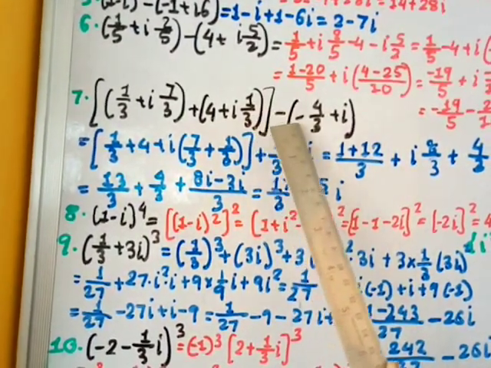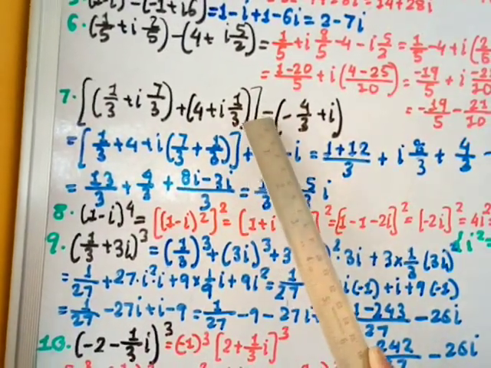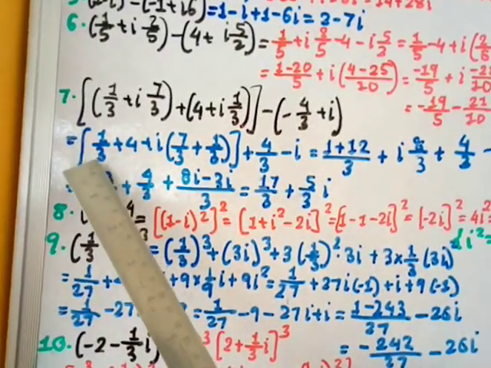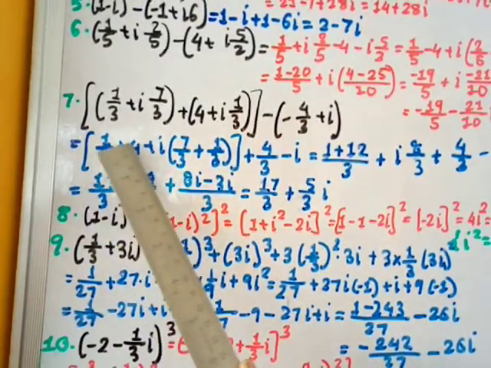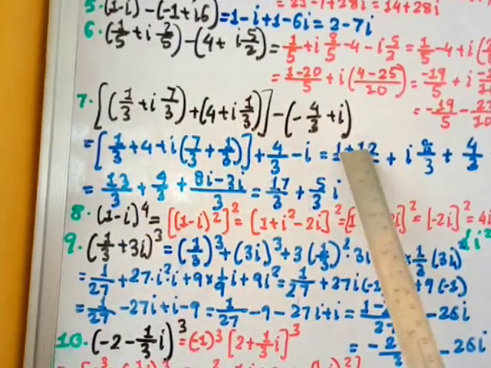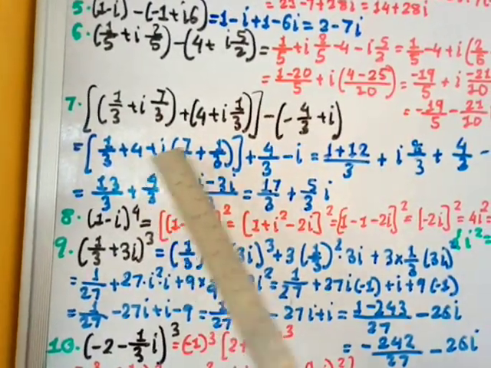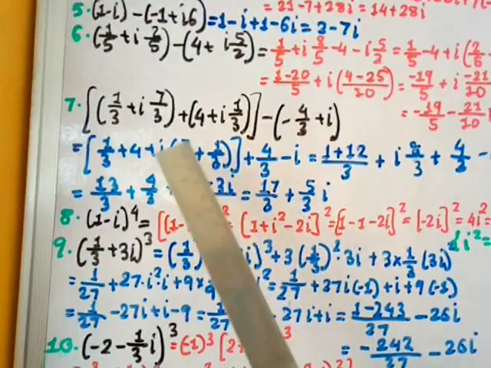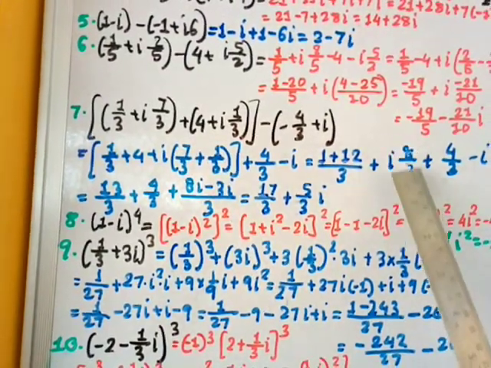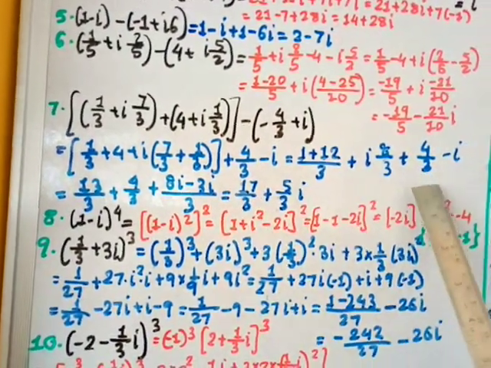Open the bracket: minus and minus plus 4 by 3 minus and plus minus i. Here you take the LCM. 3 is the LCM, so 1 plus 3 into 4 is 12 by 3, plus this i as it is. Here the denominator is the same, so just add the numerators. So 7 plus 1 is 8 by 3, plus this i keep as it is, 4 by 3 minus i as it is.